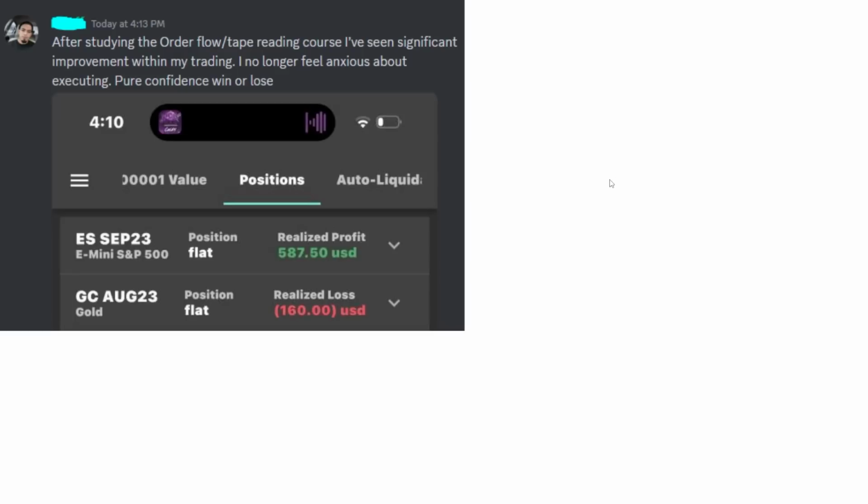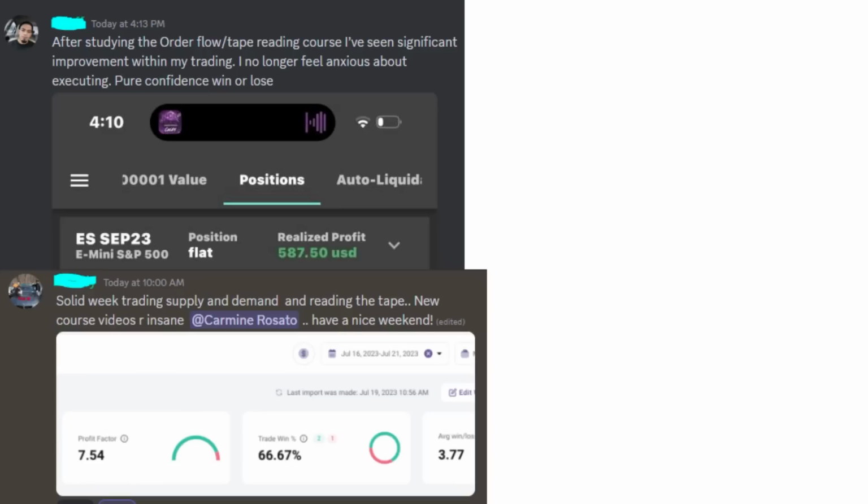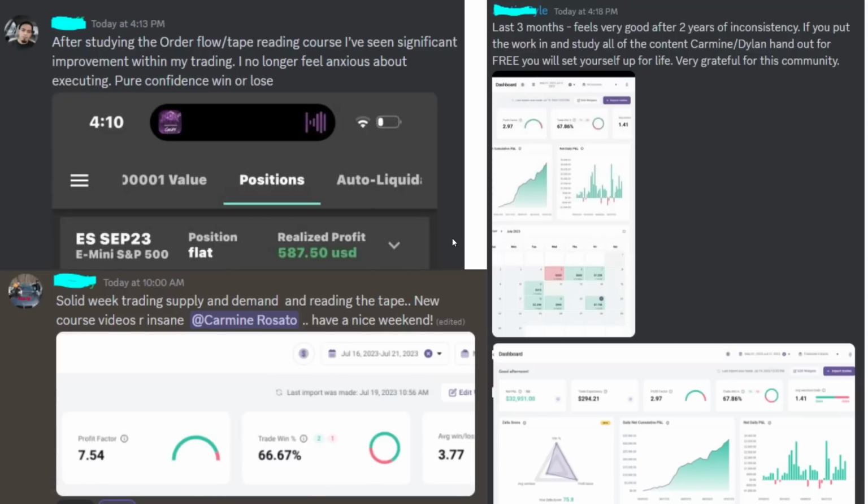And this member in Investortrade, about a $420 profit after studying the order flow videos, significant improvement with his trading, solid week trading supply demand, reading the tape, about a 66% win rate, and a profit factor of 7.5. That's a very high number. Last 3 months, 2 years of inconsistency.